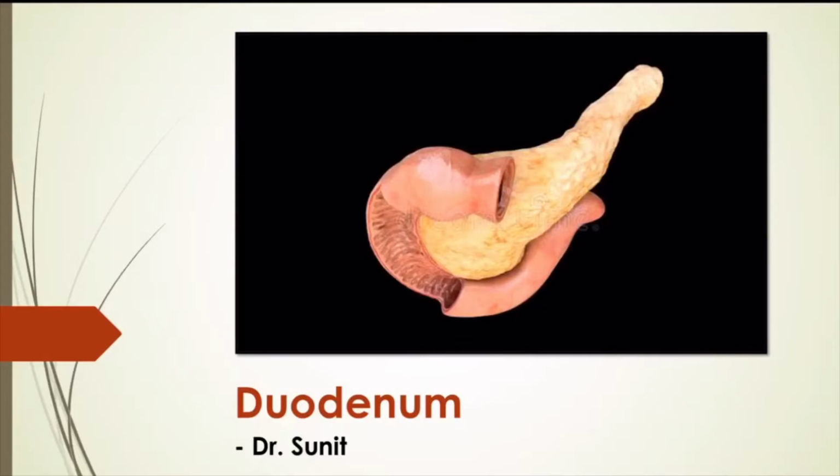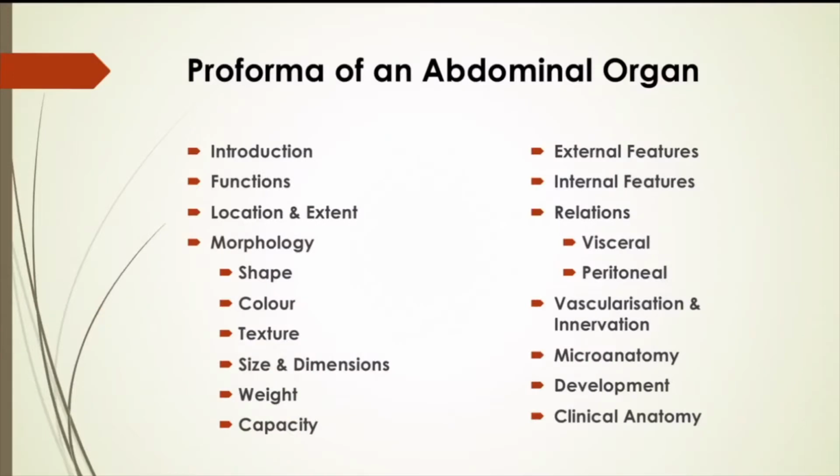Now you guys know about the proforma of an abdominal organ, so take your time and just internalize that. In the case of the duodenum relations, we're going to divide it into its 4 parts and then speak of the relations of every part individually, and then probably sum it up together. Okay, let's head to the lecture.